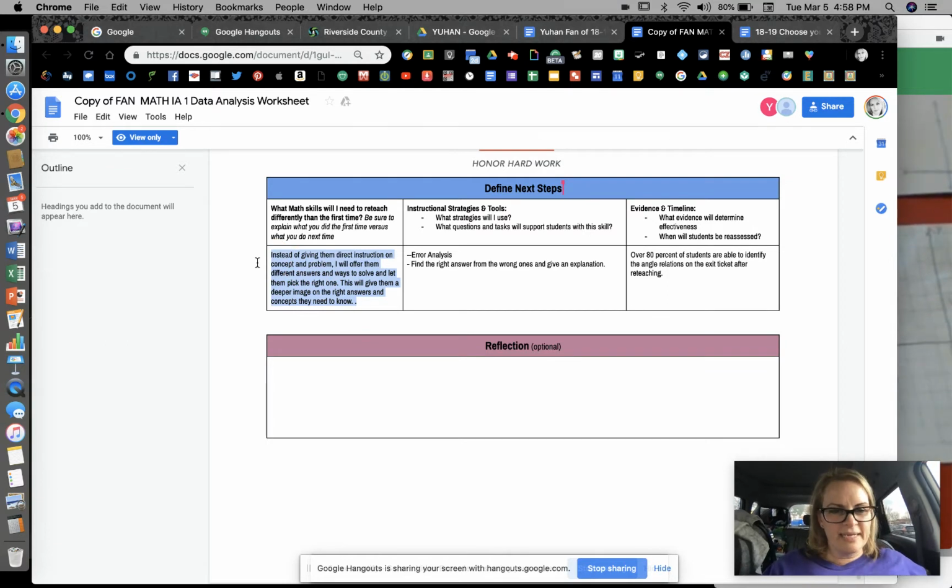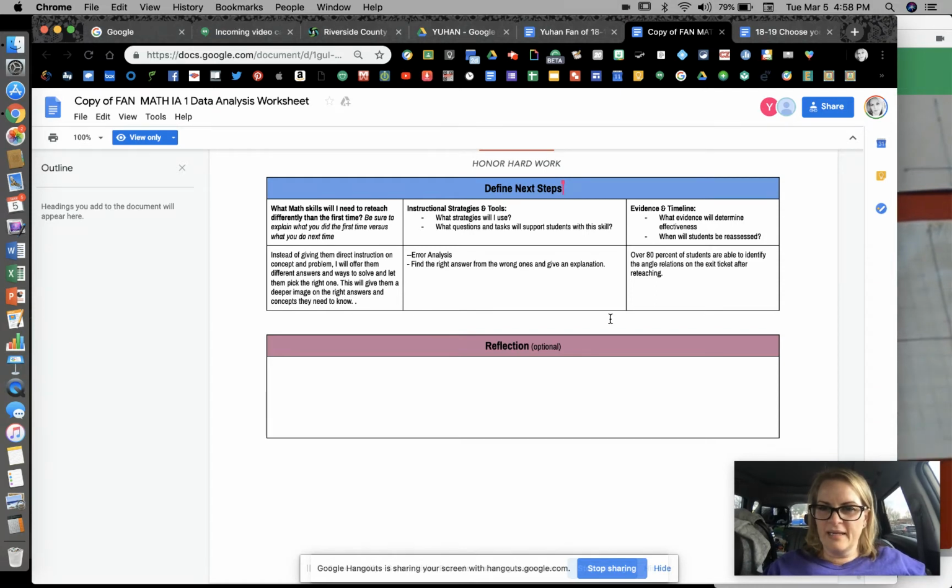Okay, so I just highlighted what you were mentioning. You said instead of giving them so much direct instruction, offer them different ways to solve things, let them pick one. That way they get a deeper understanding of how to conceptualize the angles. Yes. Good. And the error analysis, the right answer for the wrong one, and then give them an explanation. Okay. Very good.